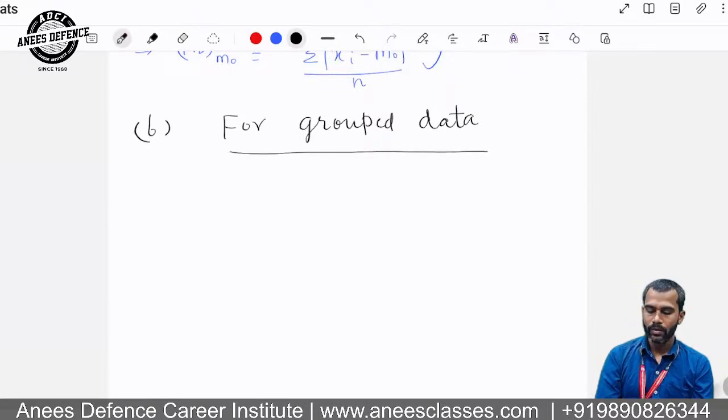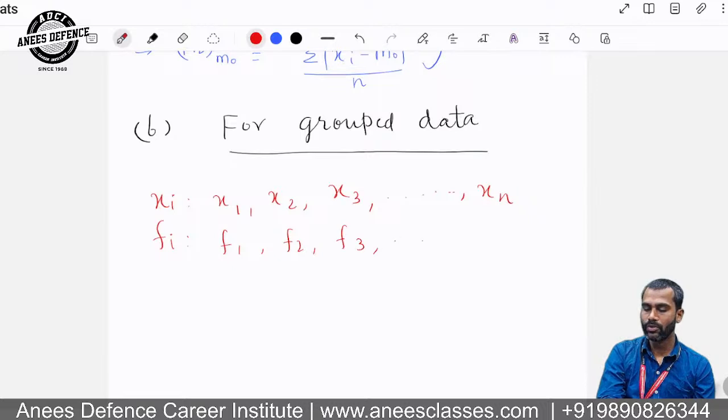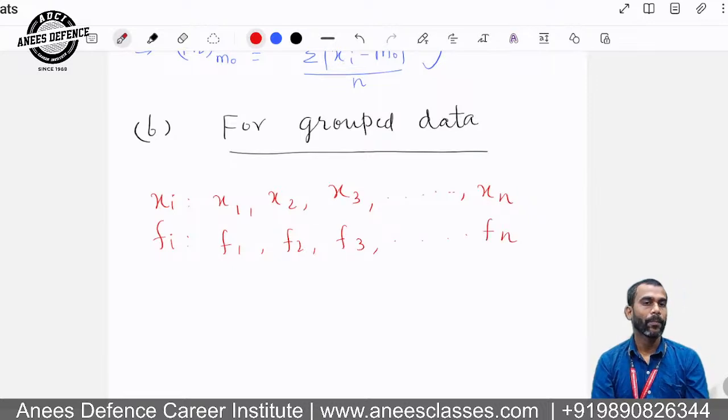Yes or no? So which type of data will be there? I mean, xi will be there and fi will be there. Yes, xi means x1, x2, x3, till xn. We have to stick to the definition. Similarly here, f1, f2, f3, and so on, fn. Yes, sir.